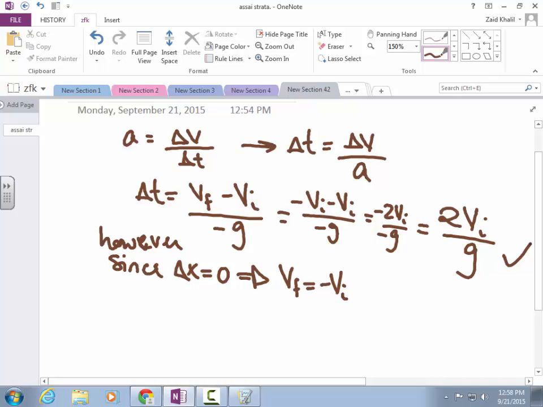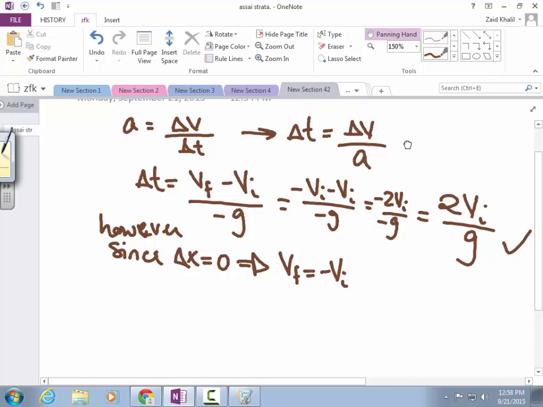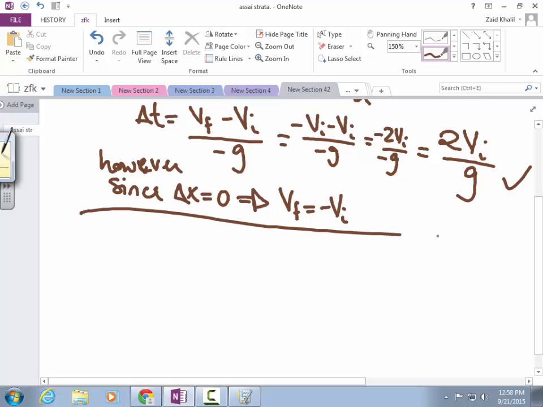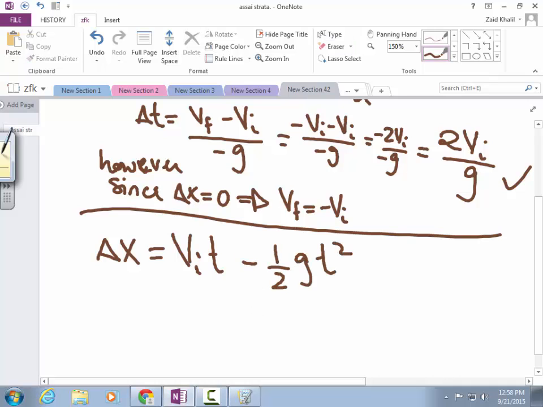Another way to solve for the change in time is we can use the first kinematic equation. Just straight up. First kinematic equation says what? Delta x equals VIT minus 1/2 GT squared. Right? What is delta x? 0. Delta x is 0. What can I do?